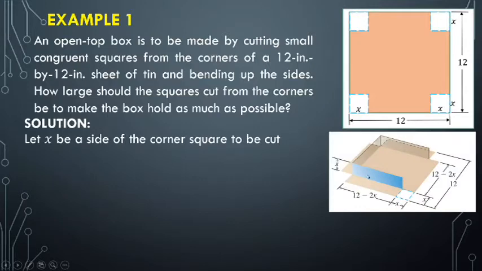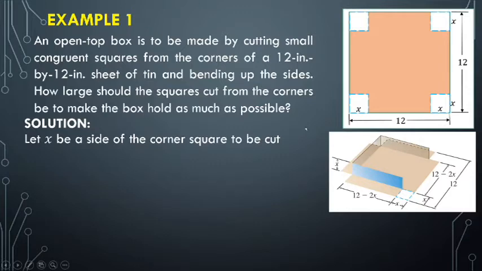Now, i-fold natin itong edges to make an open top box. The length of this side, or yung magiging base or edge ng box, would be 12 minus 2x because of the two corner squares. And yung height would be yung folded na pataas, which is x lang din. And the thing na i-optimize natin is yung volume, to make the box hold as much as possible. So, i-maximize natin yung volume.